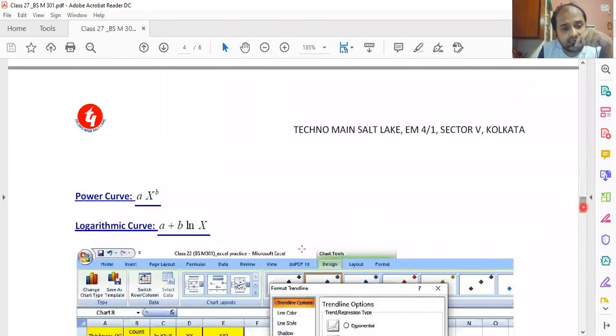So I have mentioned here two curves. One is called the power curve, a X to the power b, and the other is the logarithmic curve, a plus b log x. These are the two forms. You need to know the form of the different curves. If you are dealing with the Gompertz curve and logistic curve, then also you need to know their forms.